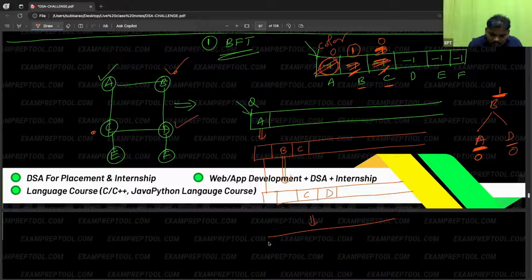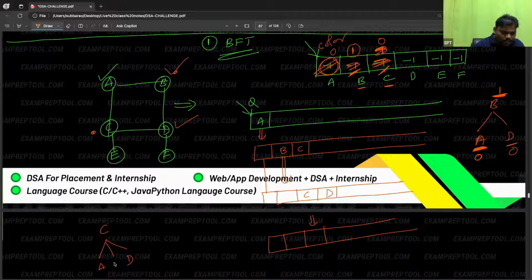If anyone is not getting it, at least you follow from now onwards. Now C is coming out. Whatever way B came out, C also came out. Now see this one. C came out. Who is the C adjacent? Find out. C adjacent is going to be A also, D also, right? And one more, E also.